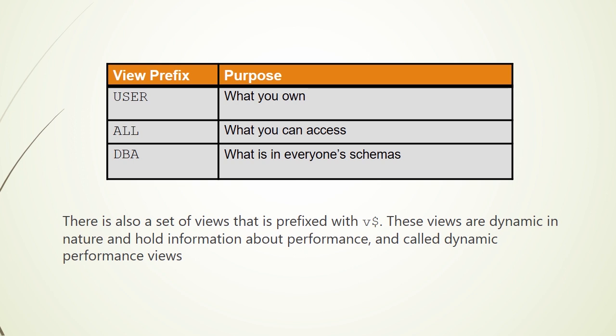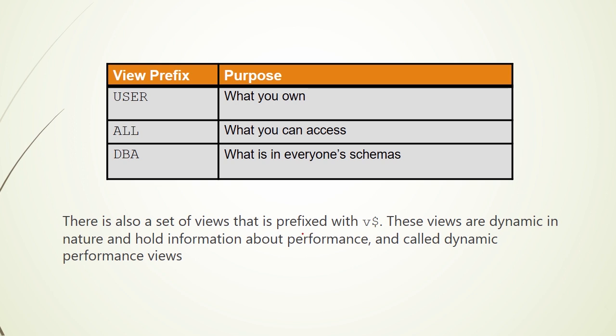User underscore indexes stores information about the indexes that you own. All underscore indexes stores information about the indexes that you own and the indexes that you can access. DBA underscore indexes stores information about all indexes in the database. So most of the data dictionary views start with either user underscore as a prefix, all underscore, or DBA underscore.